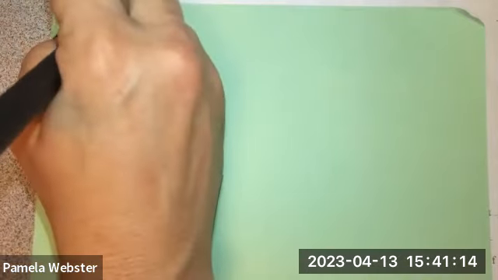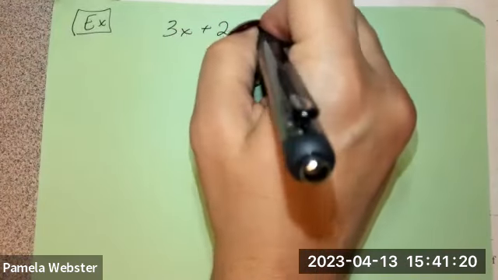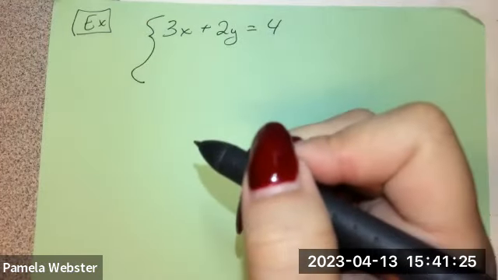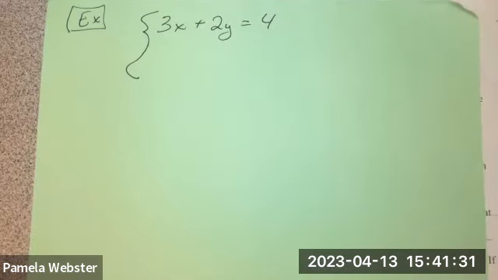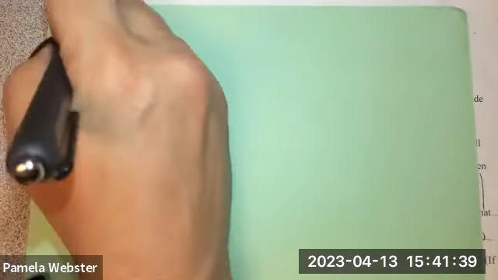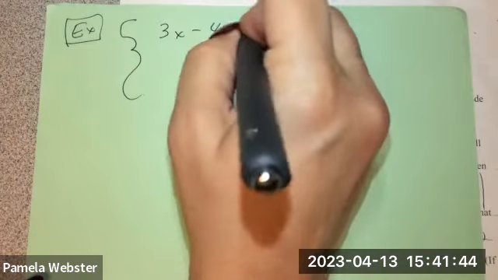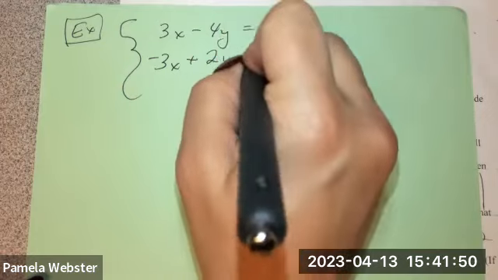So here you go. Example is 3x plus 2y equals 4. Oh, hang on, I'm sorry. That is exactly the equation I just did. So let me give you a different equation. I'm like, wait, that looks familiar. Skip on down in my notes. So here's my example. 3x minus 4y equals 11. And negative 3x plus 2y equals 7.